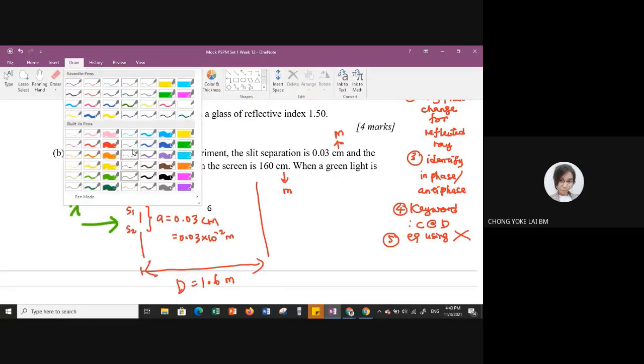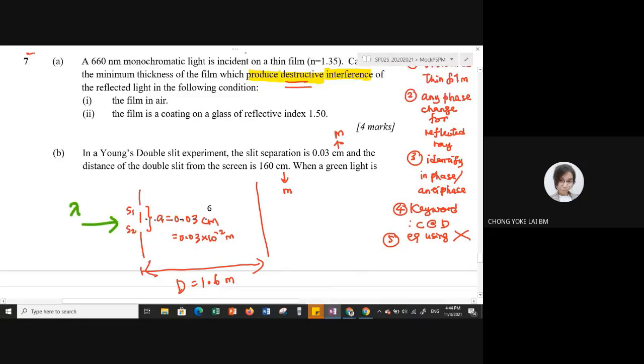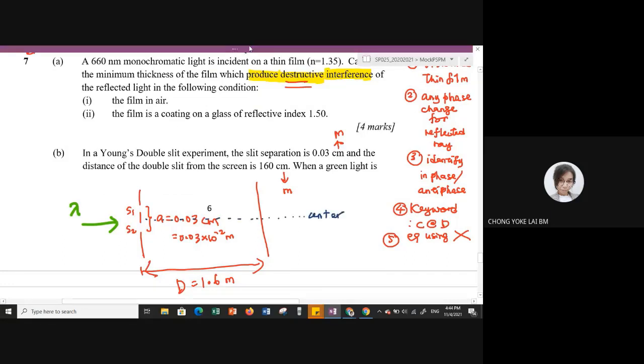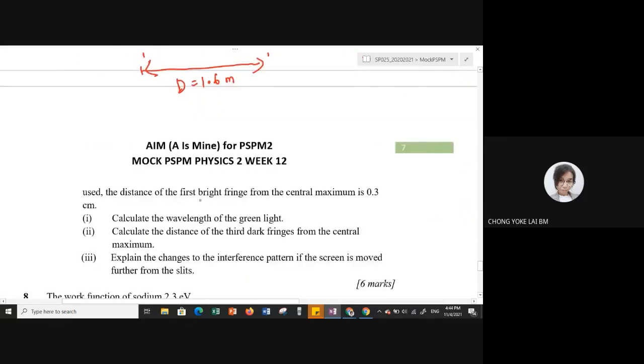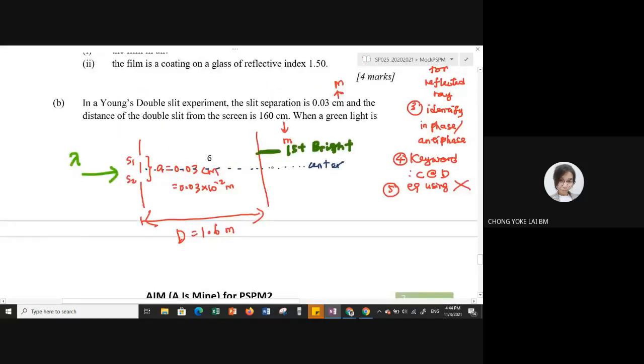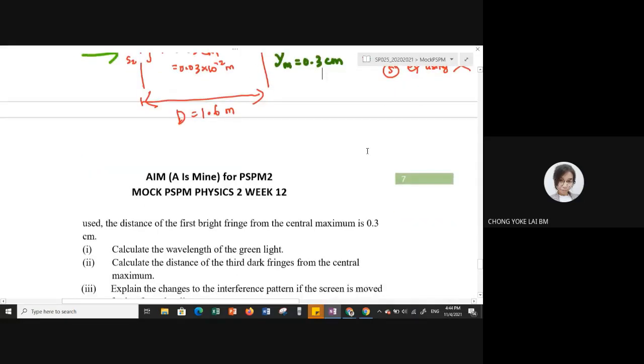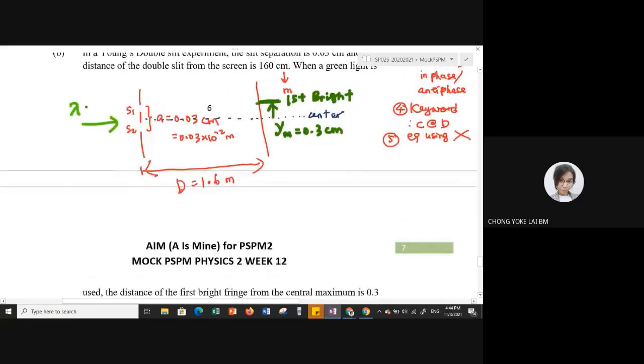Terlalu halus, teacher tak nampak. Okay, so if this is our center, so if this is our center line, this is center. So we find out that our first bright, berapa jauh dari center? Soalan kata, our distance of first bright fringe from the center is 0.3 centimeter. So the distance of the first bright from the center, YM, adalah 0.3 centimeter. Okay, so the question asks us to find the wavelength of green light. So we want to find what is the wavelength for this green light.